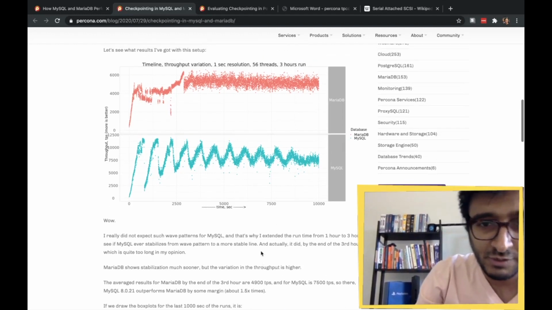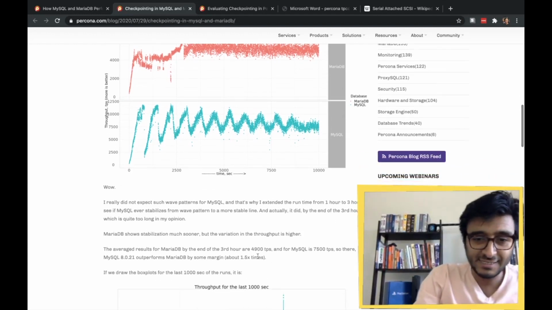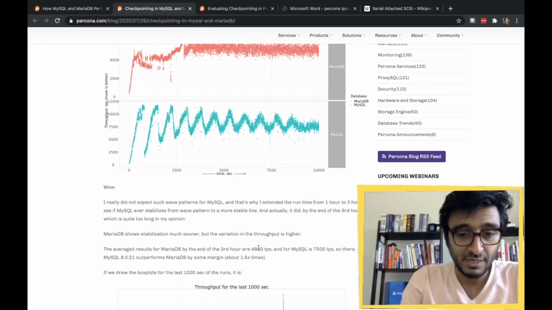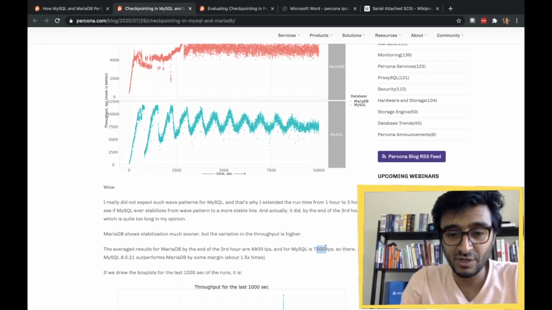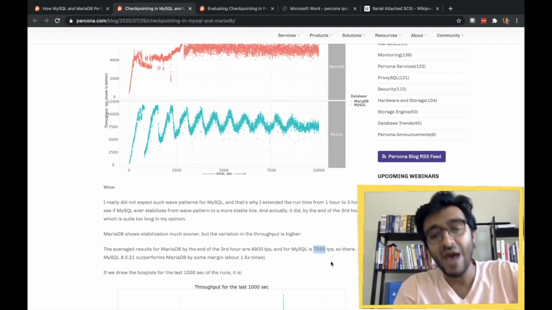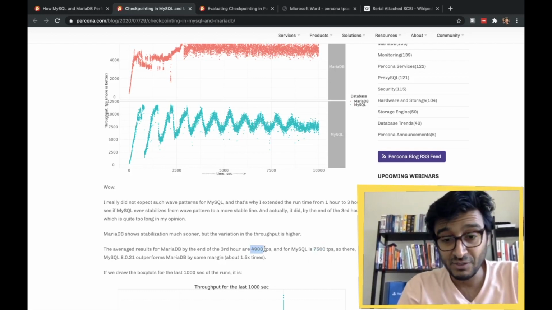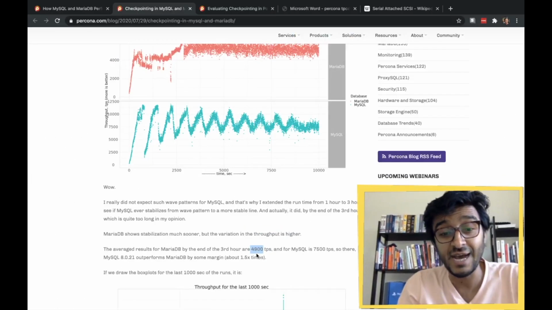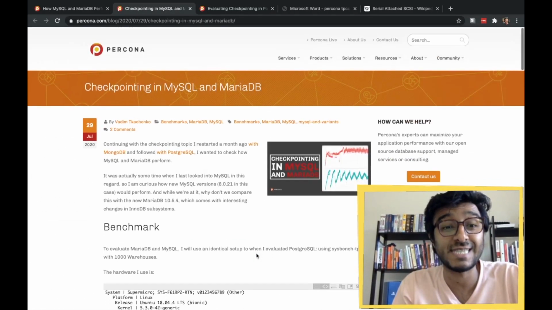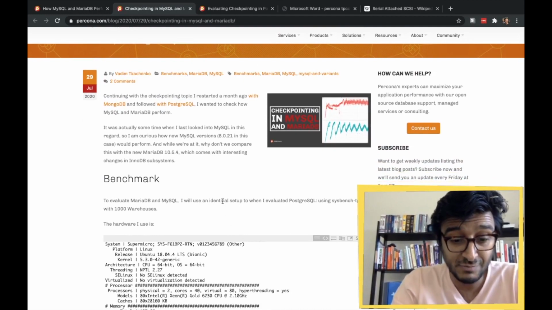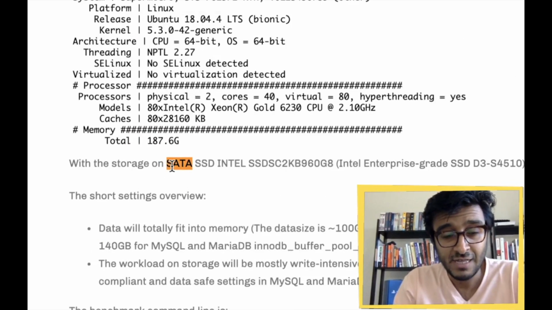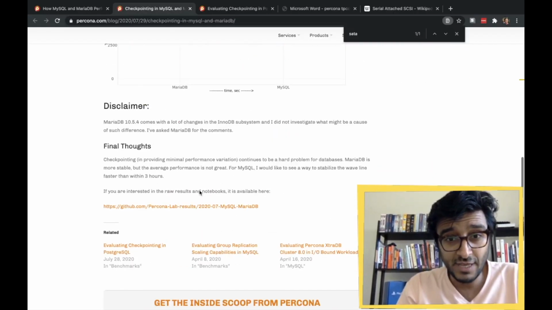So after 3 hours, we noticed that MySQL dwarfs MariaDB. Look at this. It just goes to 75,000 transactions per second, where MariaDB is at 4,900. And this is using the SATA driver, guys. Why does he mention SATA? SATA SSD, right? So this is the SATA. What did we say the number was?